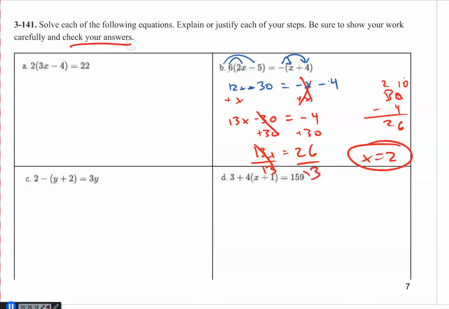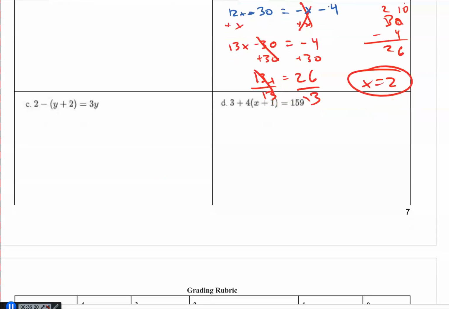Make sure to check your answer. I'm running low on time here, so I'll let you guys do that. Part C, distribute that negative sign. Don't forget. So this is 2 minus y minus 2. That plus 2 becomes minus 2. And that's equal to 3y.